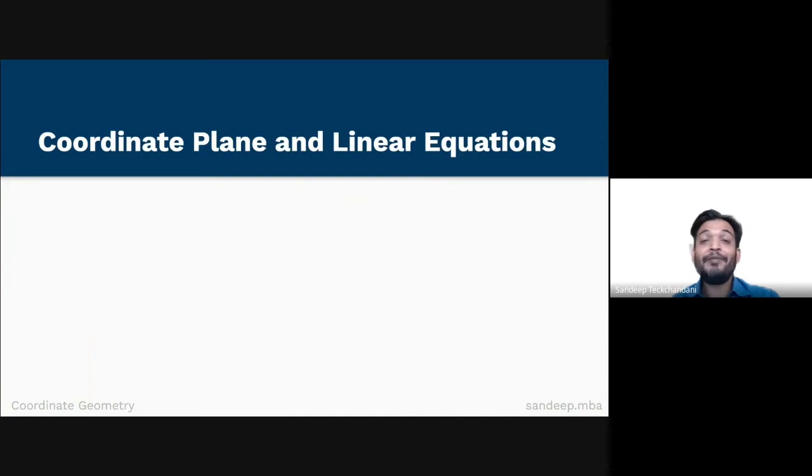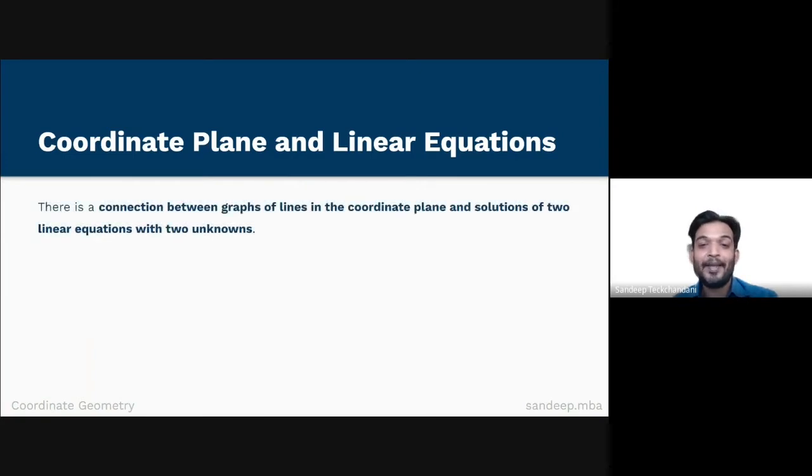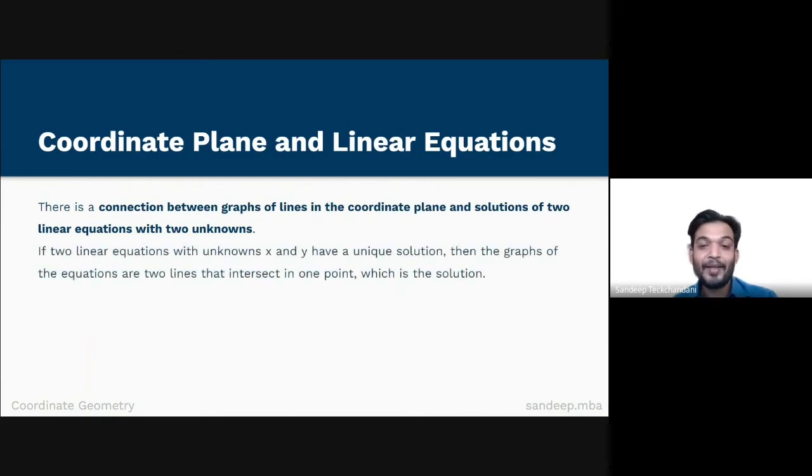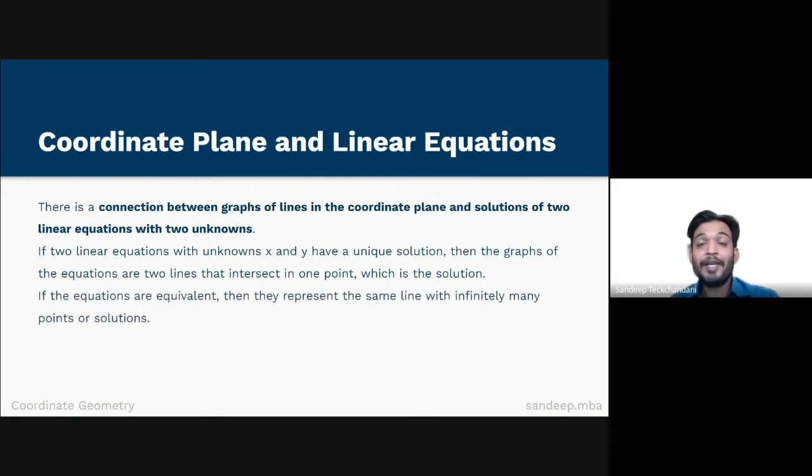There is a connection between graphs of lines in the coordinate plane and solutions of two linear equations with two unknowns. If two linear equations with unknowns x and y have a unique solution, then the graphs of the equations are two lines that intersect in one point, which is the solution. If the equations are equivalent, then they represent the same line with infinitely many points or solutions. If the equations have no solution at all, then they represent parallel lines which do not intersect.